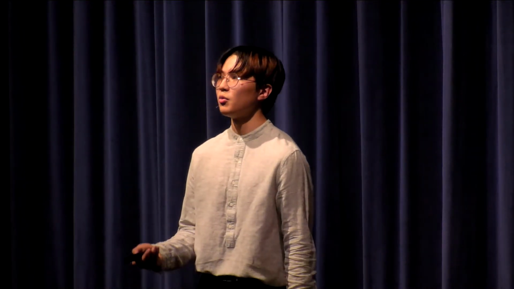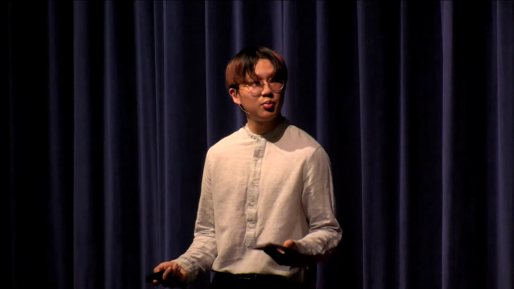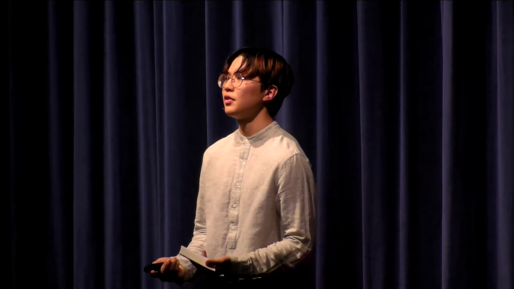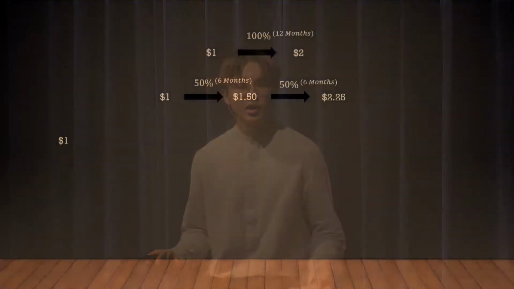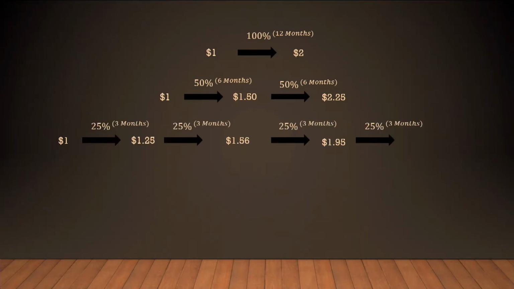Let's say we have a card with $1, and a bank system offers an annual interest rate of 100%. Then after a year, you will have $2. If the bank changes up its system and decides to provide 50% interest rate 2 times a year, you will have $2.25 by the end of the year. If the bank changes its system to 25% 4 times a year, then we will have $2.44 after a year.